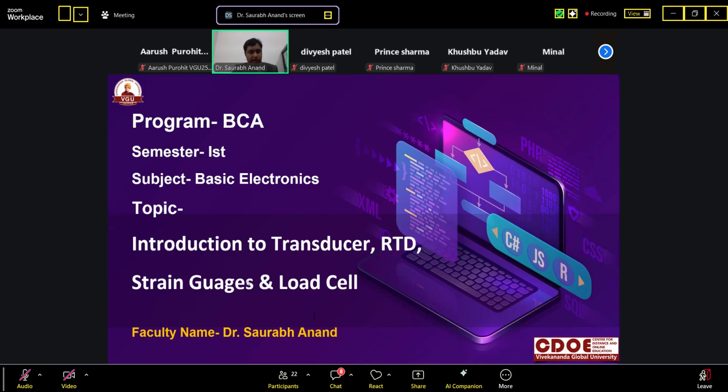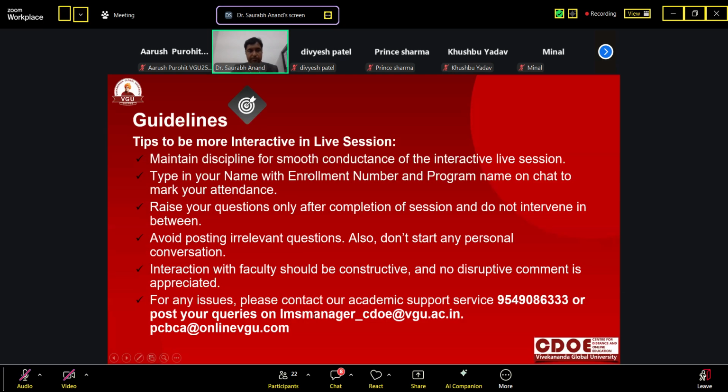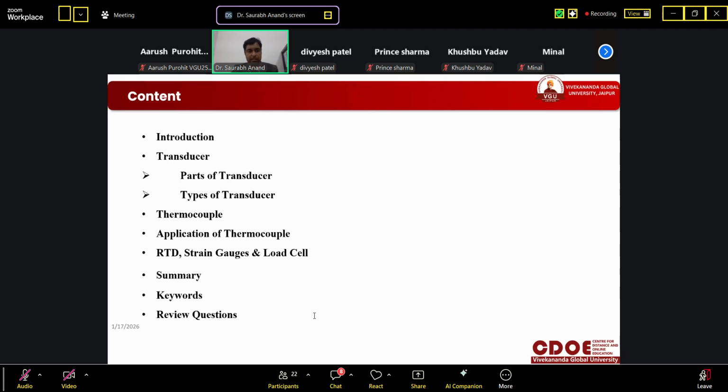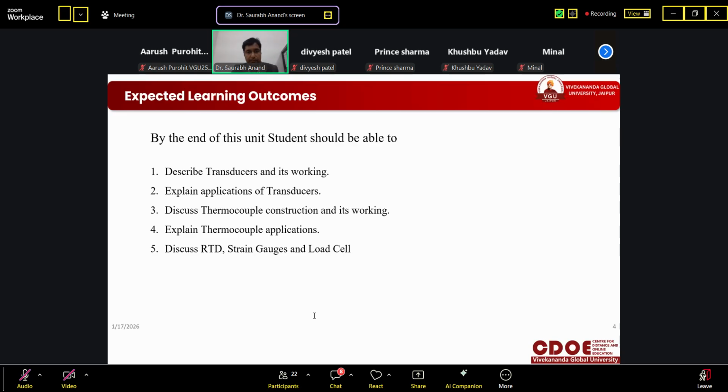So this is your last module in which we will discuss about the transducer, RTD, strain gauge, and load cells, right? These are the guidelines. In this session, we will cover what is transducer, its introduction, what are the parts, types. Thermocouple will also be covered in that. And lastly, there will be RTD, strain gauge, and load cell. So these are the outcomes.